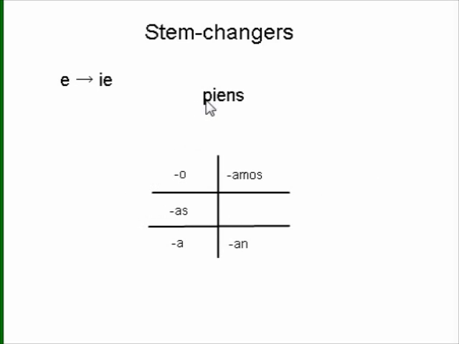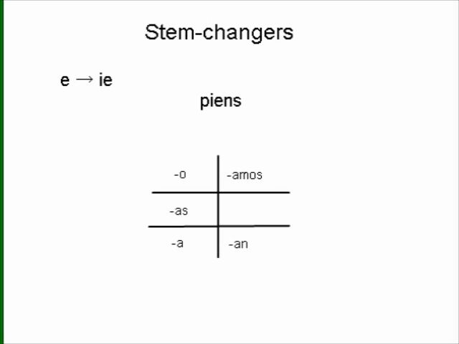Now there's one thing that you have to know about stem changers, and that is that the nosotros form does not change. So even though it's pienso, for the nosotros form, we do not change the stem. We would just have pensamos. The same would be the case for the vosotros form. The stem does not change there.